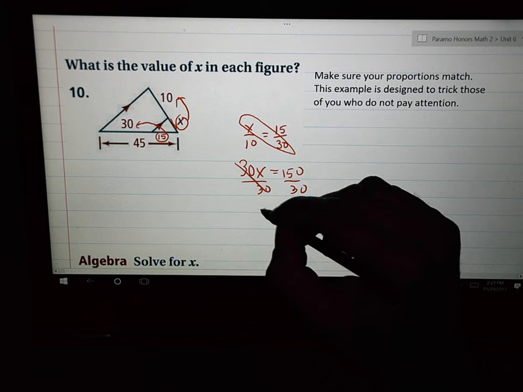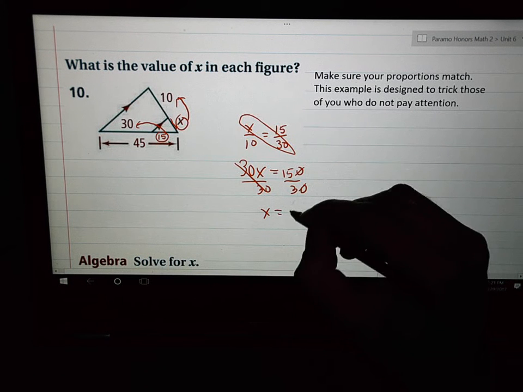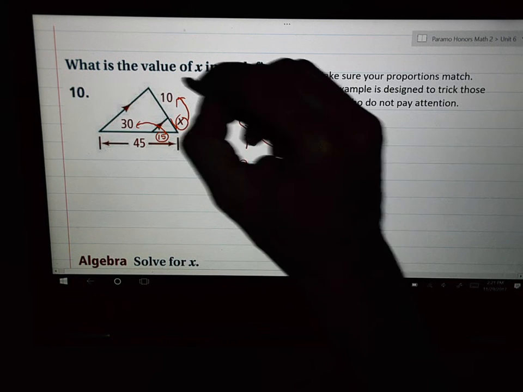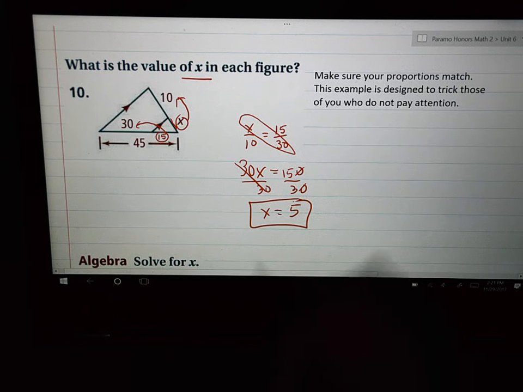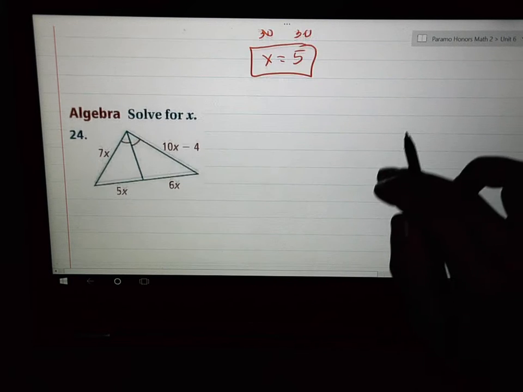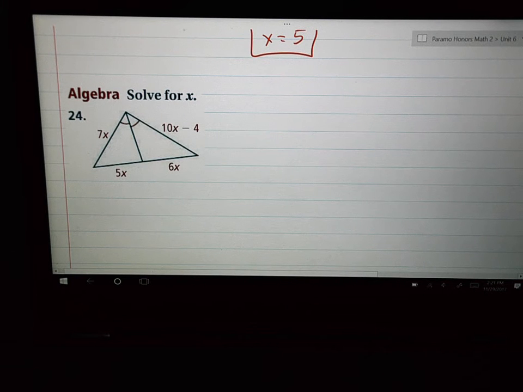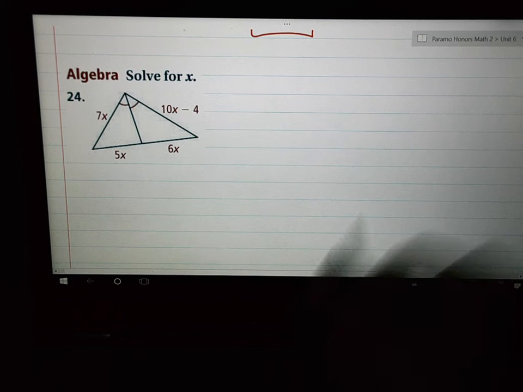Divide. Value of x. There's our value of x. Next example. 24.